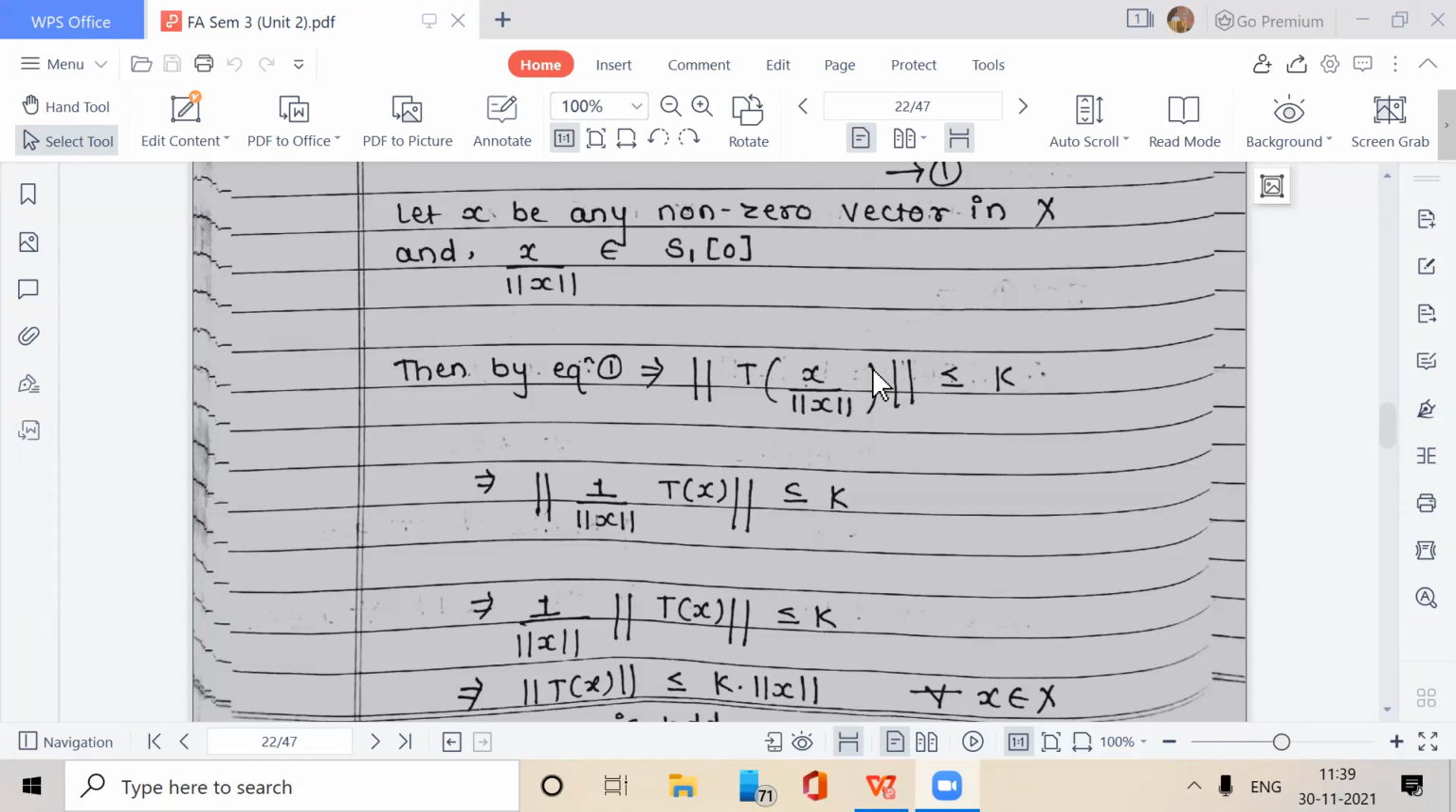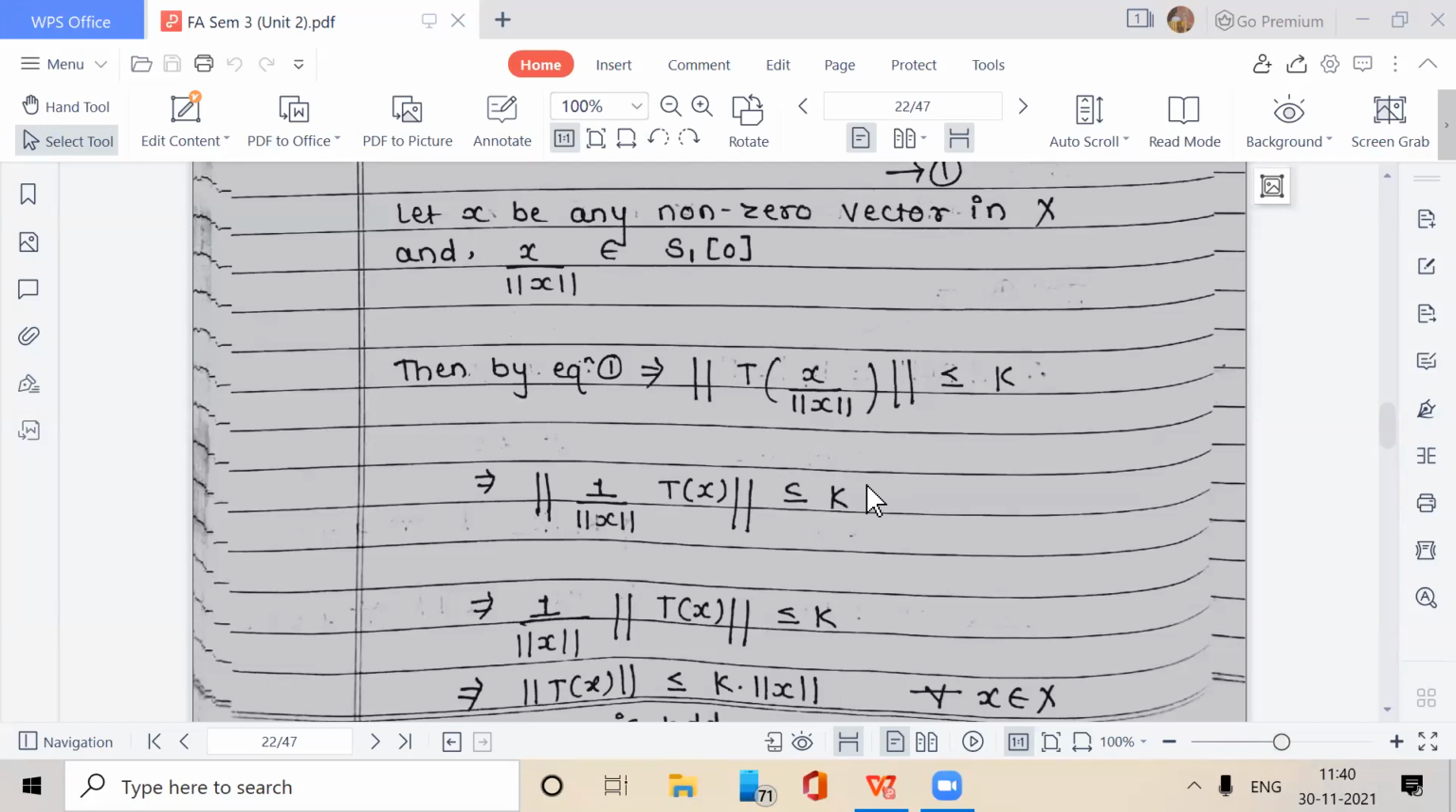Because we have written norm of Tx is less than or equal to K, where x is any element in the unit sphere S. Now we have taken another element x and divided it by its norm, that is x upon norm of x. Now x upon norm of x belongs to S. You can use a different letter in place of x to avoid confusion here. So norm of T of x upon norm of x is less than or equal to K. Norm of 1 upon norm of x into T of x is less than or equal to K.